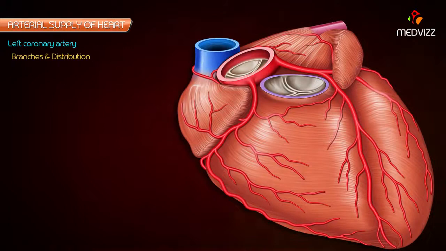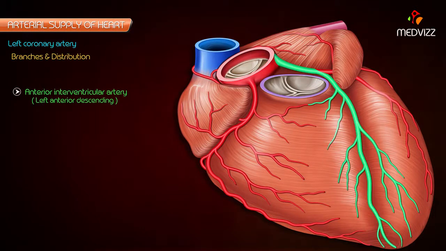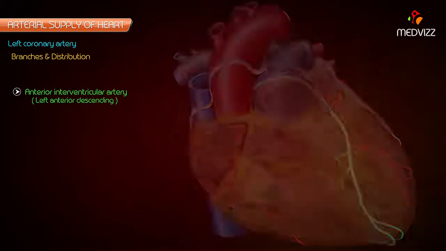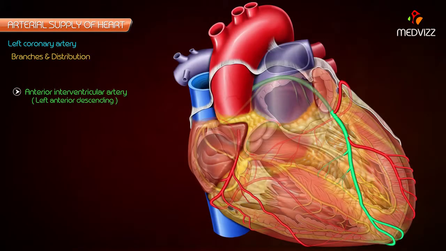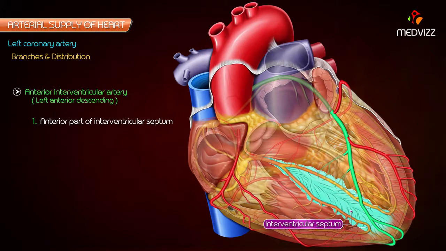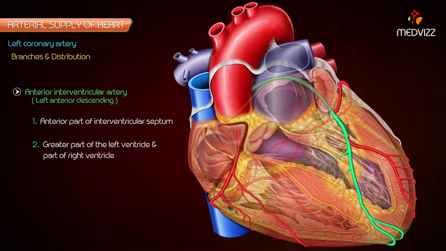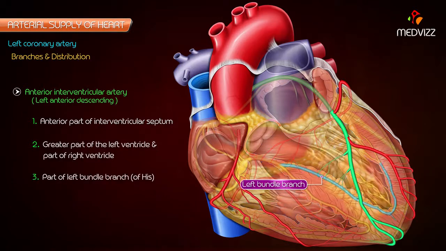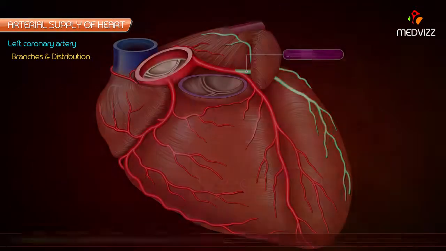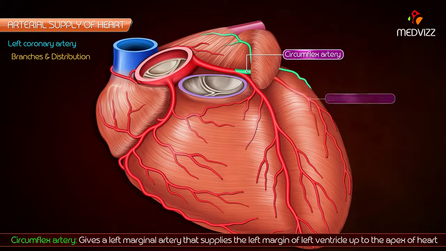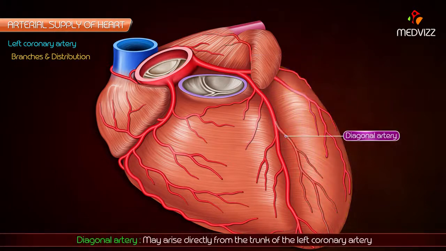Branches and distribution. Anterior interventricular artery, also known as left anterior descending artery. It supplies anterior part of interventricular septum, greater part of the left ventricle and part of the right ventricle, and a part of left bundle branch. Circumflex artery. It gives a left marginal artery that supplies the left margin of the left ventricle up to the apex of the heart.